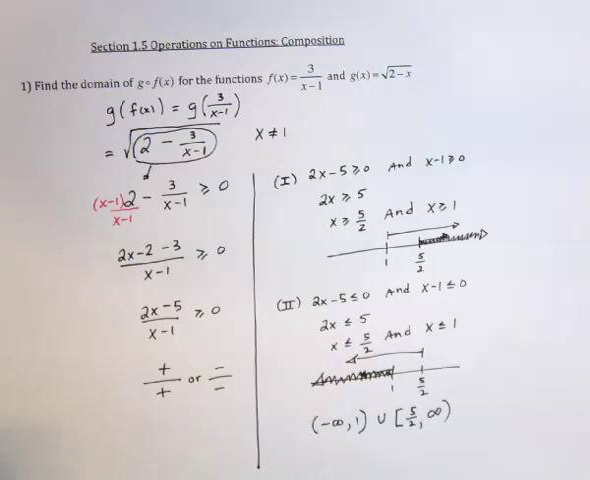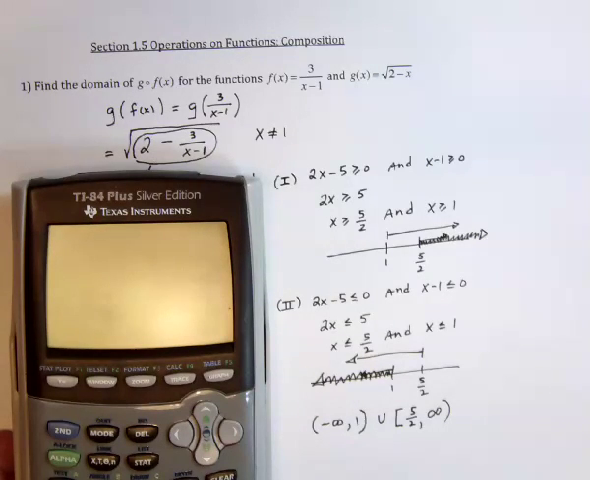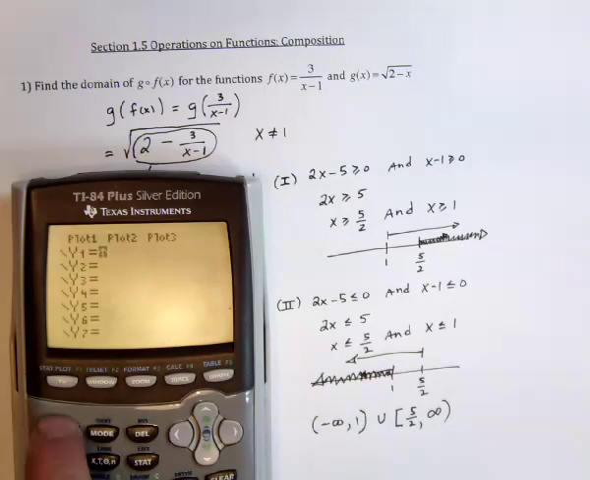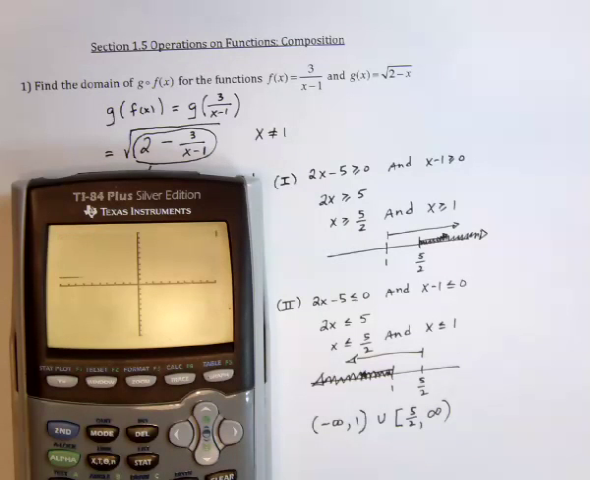But it would be a good idea to check by graphing. So graph the problem as we found it from the beginning, the composition function. Y equals the square root of 2 minus 3, which is divided by, in parentheses, x minus 1. And then close the fraction and close the square root. And then zoom standard, and we should be able to see the graph everywhere except between 1 and 2.5.